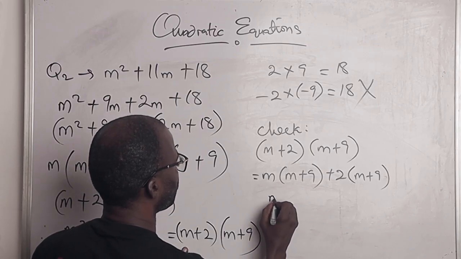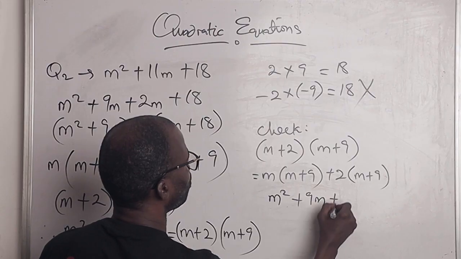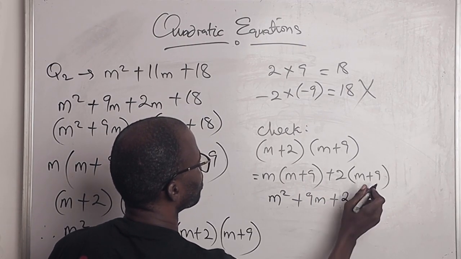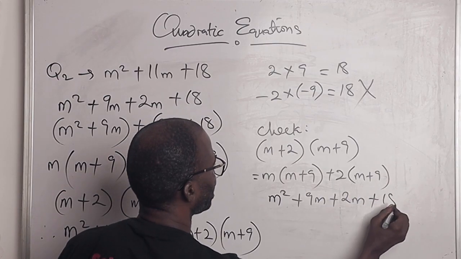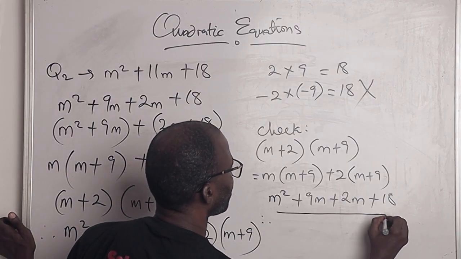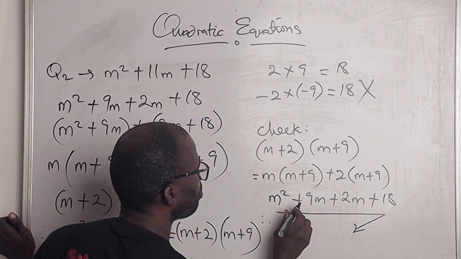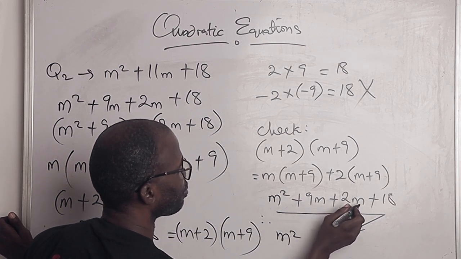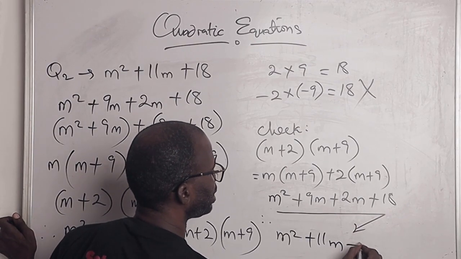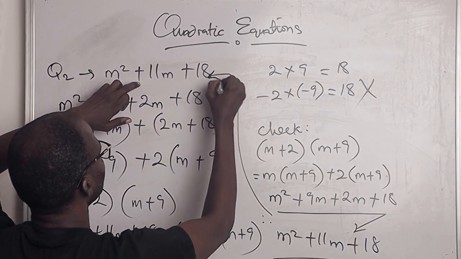M multiplied by m, you have m squared. M times 9, 9m. 2 times m, you have 2m. Plus times plus is plus. 2 times 9, 18. Now, if you have this, what will it give us? M squared plus 9m plus 2m. They are similar. So that will give us 11m plus 18. Was that not what we have in this question?